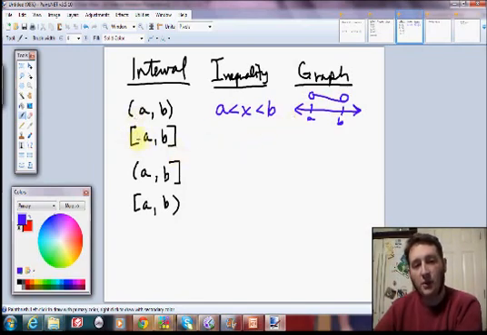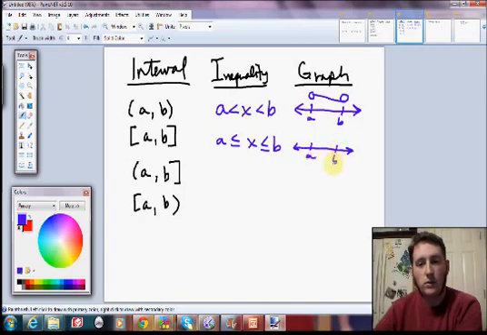Whereas if we change the parentheses to brackets, we're dealing with "or equal to," which means that in the graph we would have closed endpoints. In fact, I've seen books where instead of using open and closed endpoints, they actually use parentheses and brackets. I don't particularly care for that, but it's out there, so I thought I would mention it.